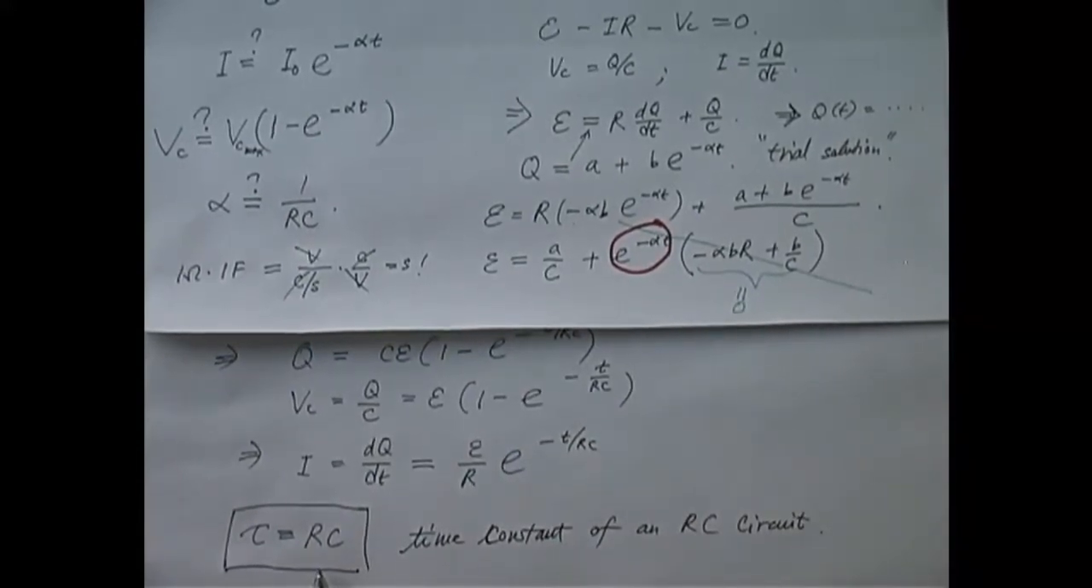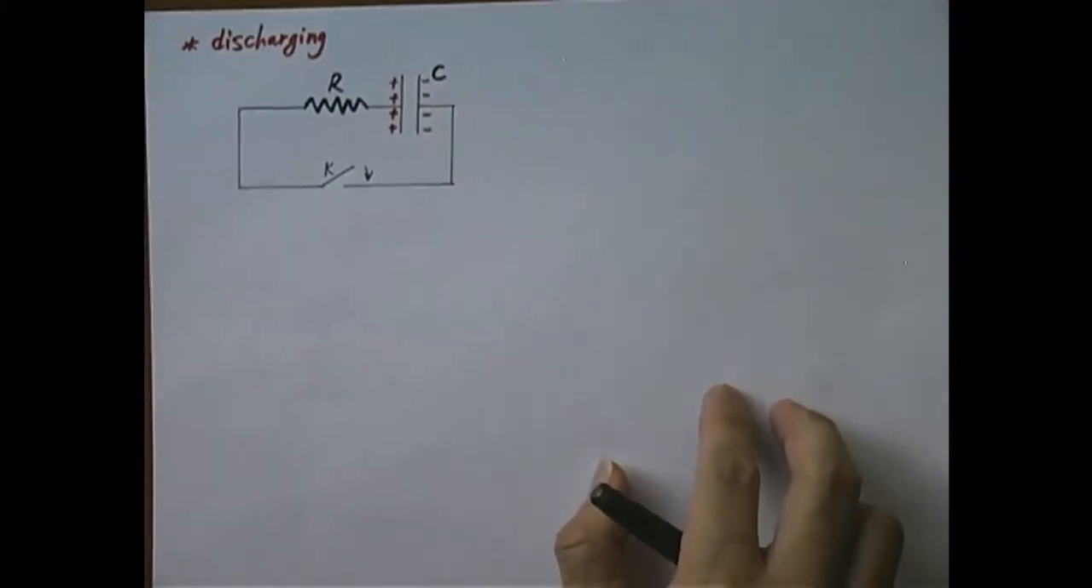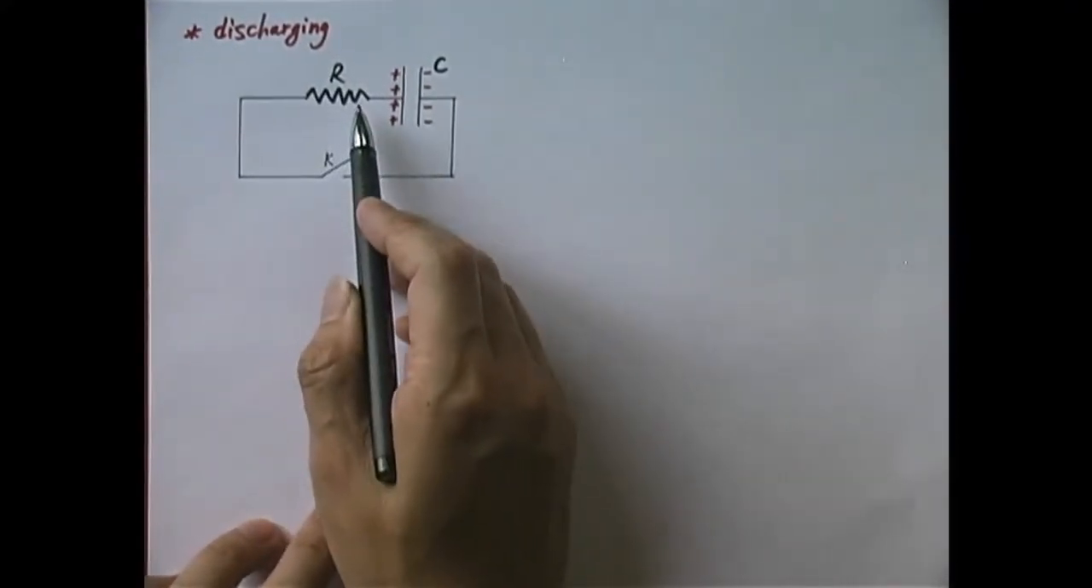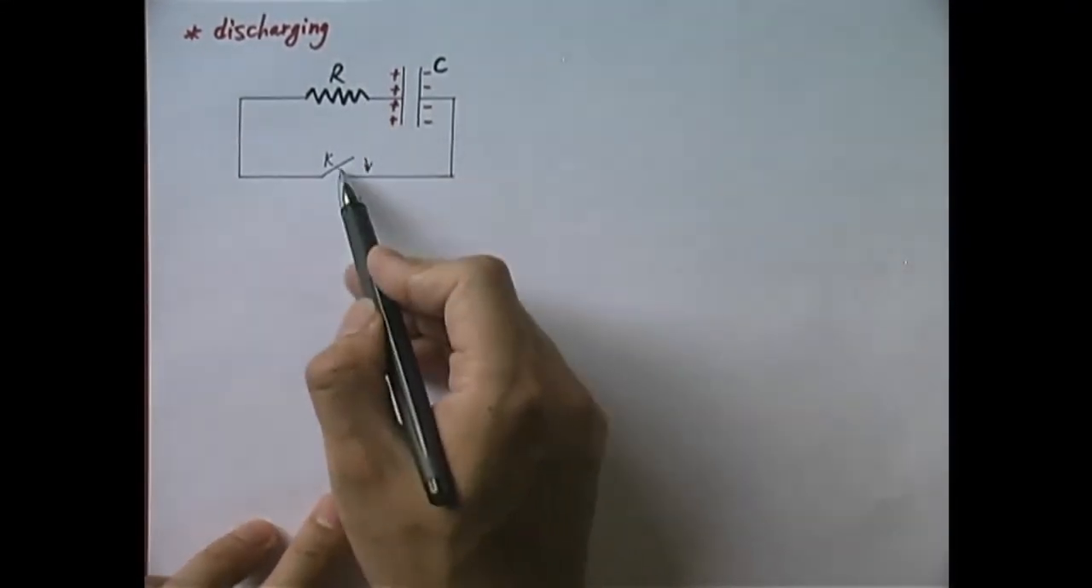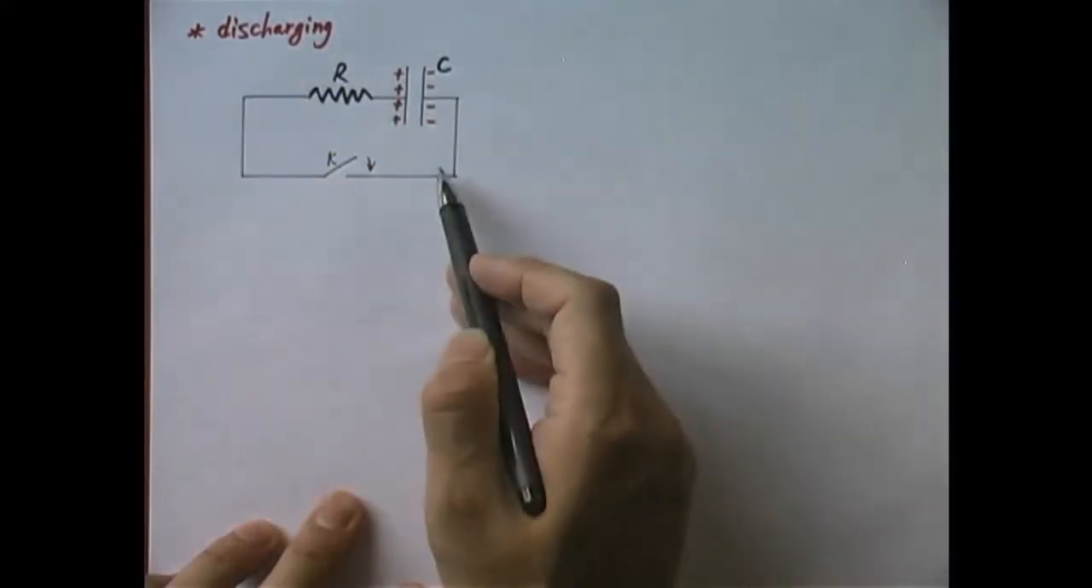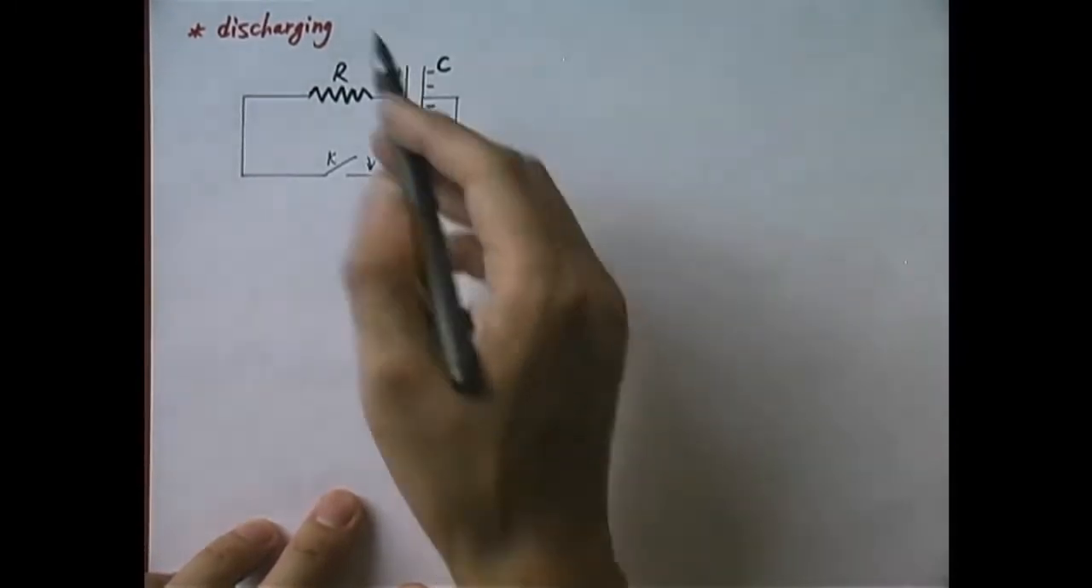A large tau means it takes a long time for the capacitor to be fully charged, and a small tau means the charging process is fast. Now, knowing how to describe the charging process, it is quite simple to extend this discussion to the case of discharging. In the case of discharging, we start with a charged capacitor and a resistor. But we don't have any battery to power anything. Rather, we have a switch which is closed at t equal to 0. So at that moment, the circuit becomes one loop, and the current will start to flow.